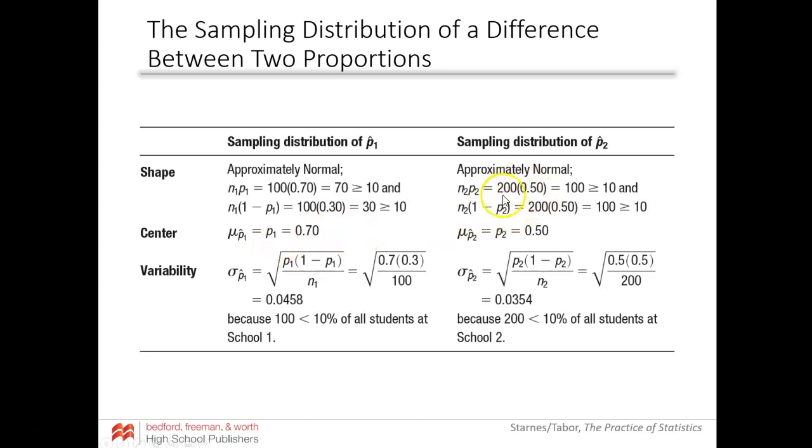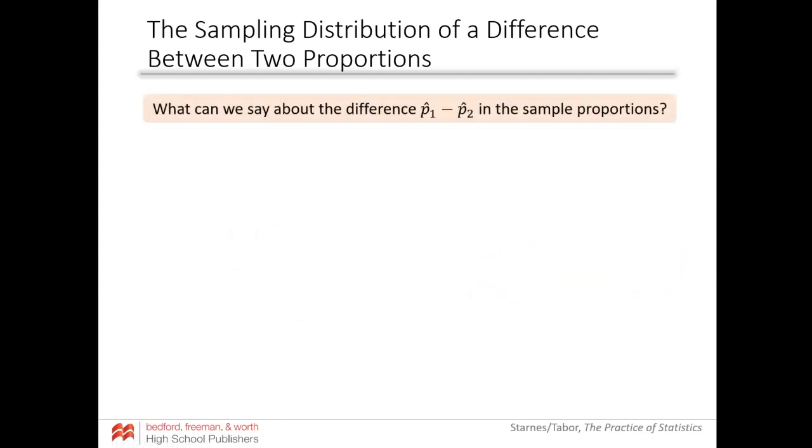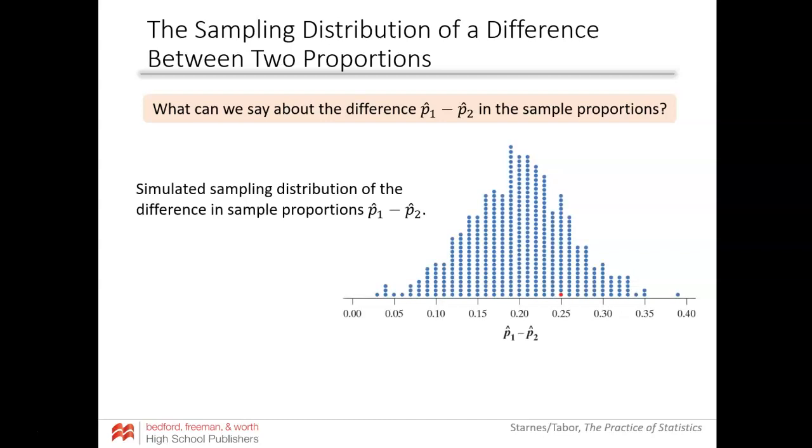Moving on to school 2. The large counts condition is satisfied. The mean is 0.5. The standard deviation is able to be calculated because surely 200 must be less than 10% of all the students. And they calculated their standard deviation. Now, what are we going to do with this information? What can we say about the difference between the two schools' sample proportions? Well, something, I'm sure of it.